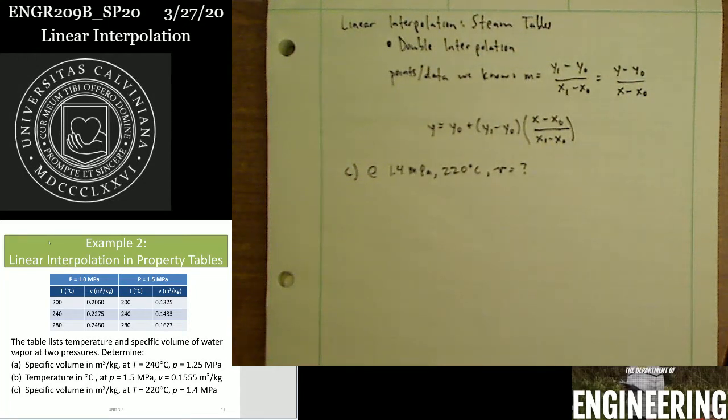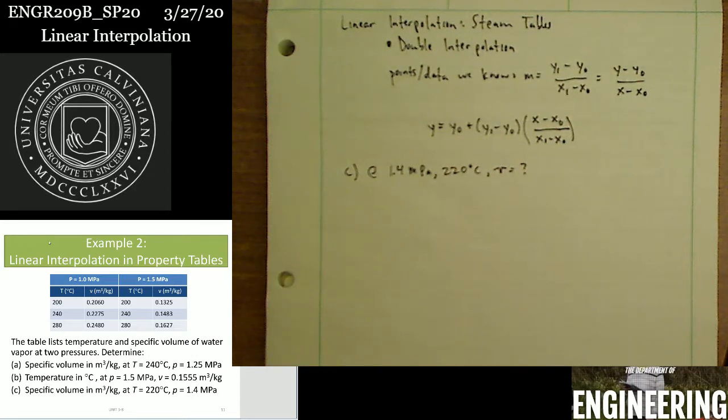Now for part C, we can see that actually neither of the 2 points that we're interested in are on the table. 1.4 lies between 1.0 and 1.5 megapascals, and 220 degrees C lies between 200 and 240 degrees C. So that means we're going to do what's called a double interpolation, which really involves 3 interpolations.